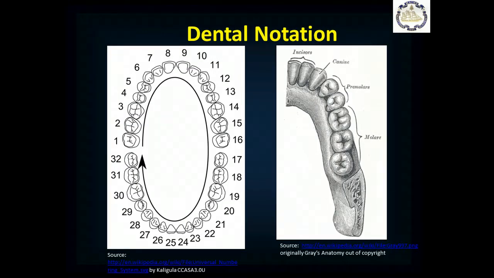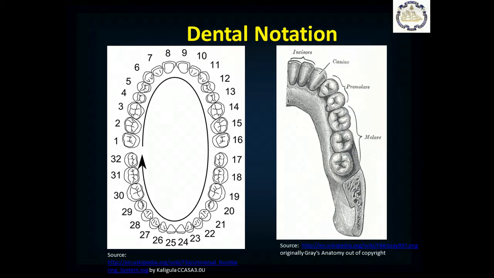So there's a numbering system. It starts on the patient's top and on the patient's right. So remember, if we're looking at the teeth, what appears to be your left is the patient's right, and tooth 1 through 16 on the top, 17 through 32 on the bottom.